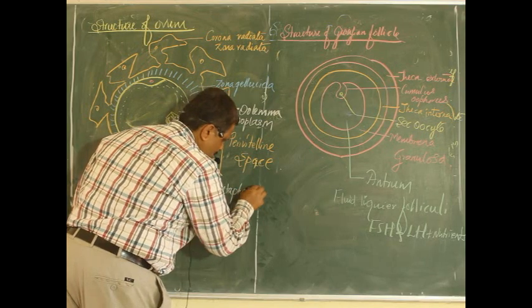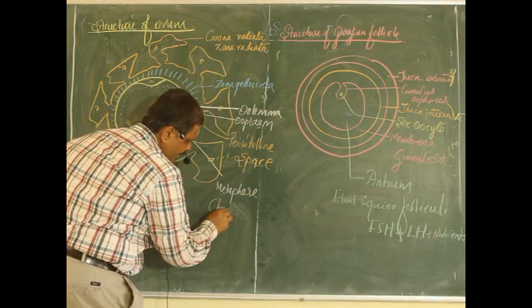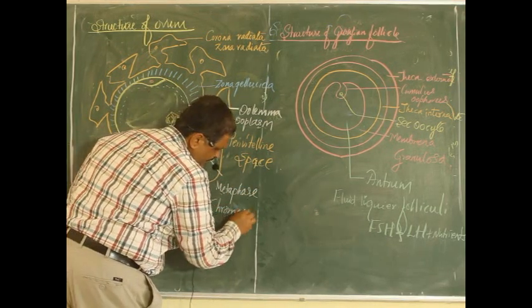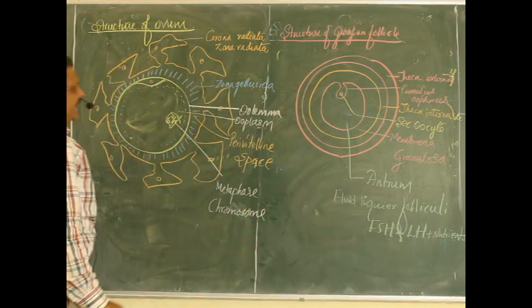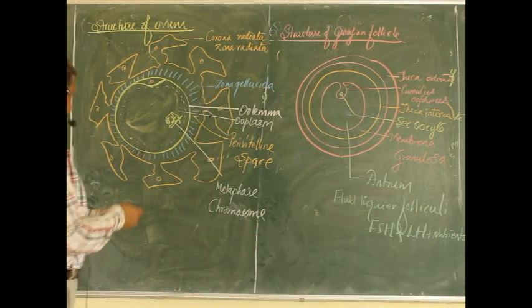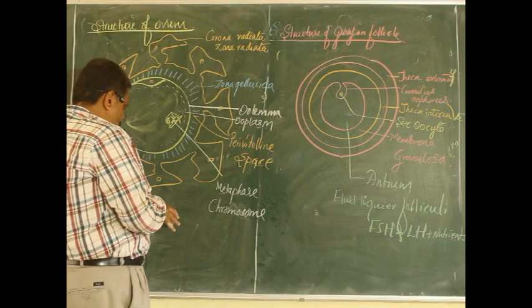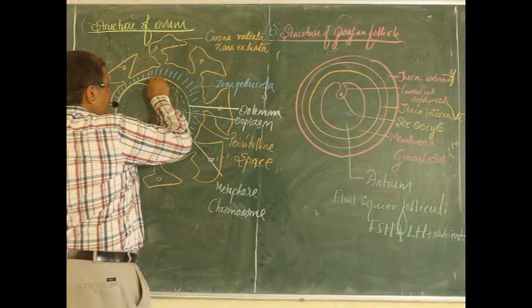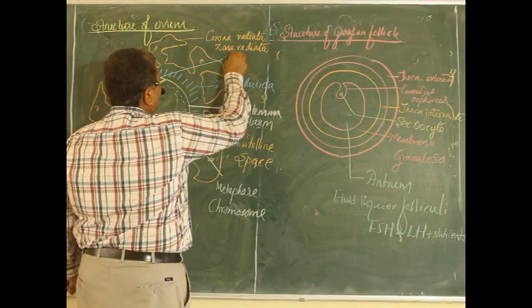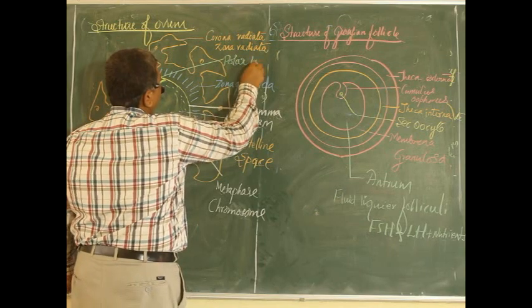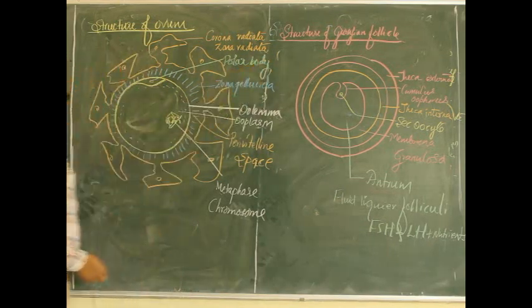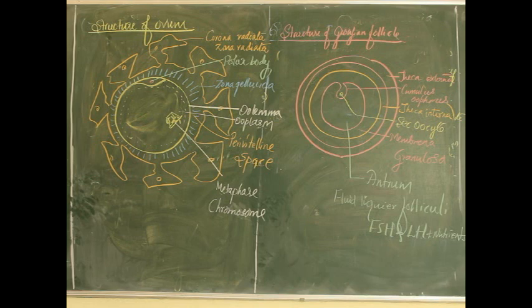Metaphase chromosomes. And this is called polar body. So this is the structure of egg.